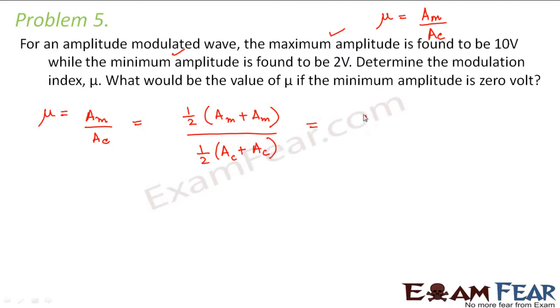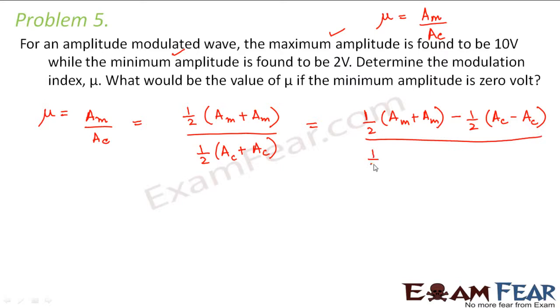We can also write it as half AM plus AM, minus half AC minus AC. So what we have done here is basically, in the numerator I have subtracted half AC and then added half AC. Similarly, below also I am doing the same thing. I am adding half AM and then again subtracting half AM. Right?